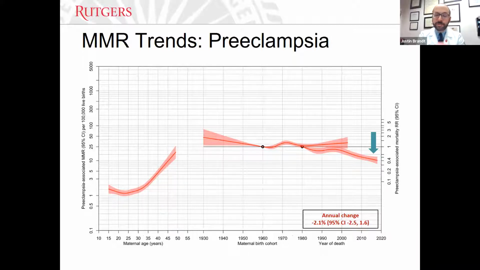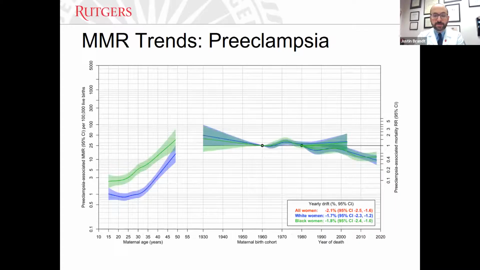So again, strong age effects for preeclampsia-associated maternal mortality. And during this study period, there was a reduction in the preeclampsia-associated maternal mortality rate ratio. So we then took this analysis one step further and stratified by race. The green line corresponds with Black women. The blue lines correspond to white women.